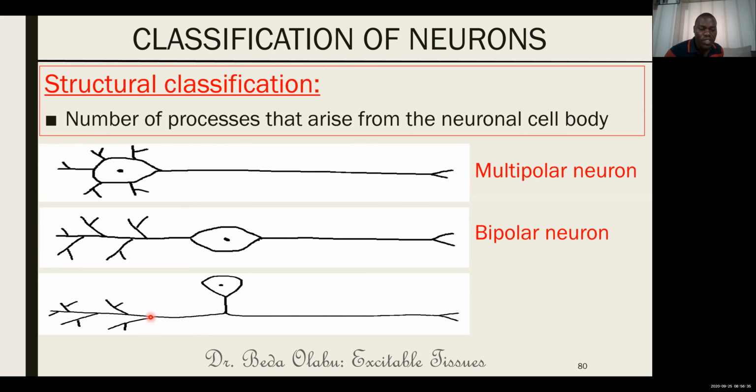One of the processes is dendritic, the other process is axonal. This neuron is therefore called a pseudo-unipolar neuron. It's a false single pole.